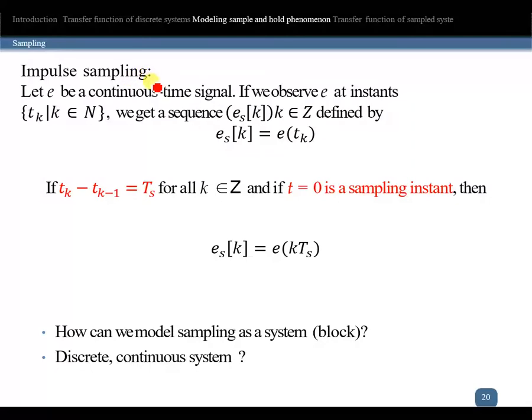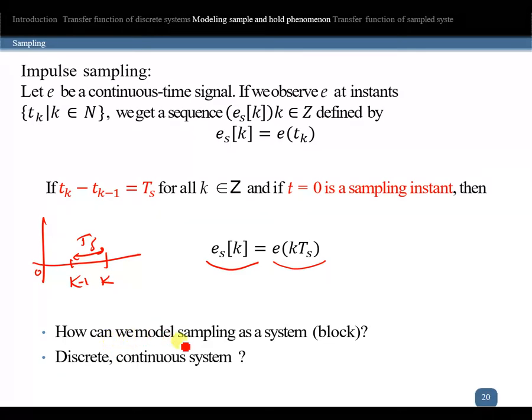First, impulse sampling. Let e be a continuous time signal. If we observe e at the time instants t_k, k belonging to N, we get the sequence e_s, or e sample k, defined by e sample k is equal to e(t_k). If t_k minus t_(k-1) is Ts, that means here is k minus 1, here is k, and the interval between them is Ts, for all k belonging to Z. If the sampling starts at 0, then e sample of k is equal to e(kTs).